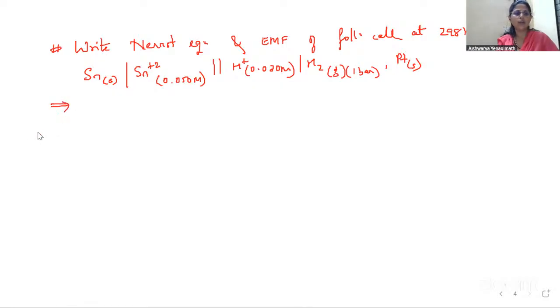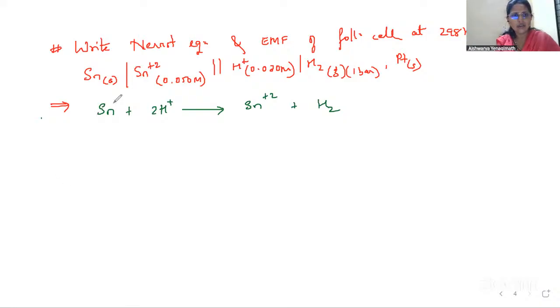For the Nernst equation, we should be knowing the oxidation half and the reduction half, or we'll write the overall reaction first. So Sn, and we have SHE here. This is a standard hydrogen electrode. So Sn plus H plus. Here we have Sn becomes Sn plus 2 plus H2. I'll balance it by writing like this.